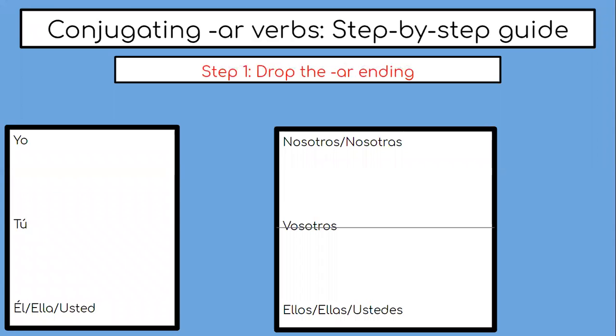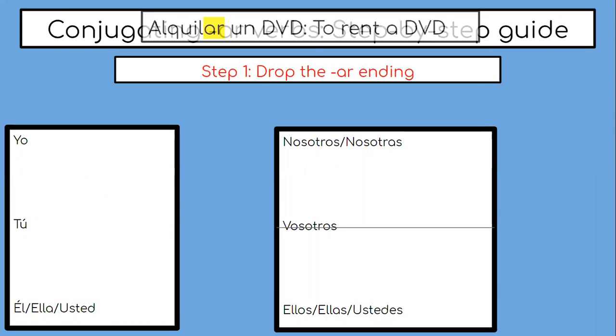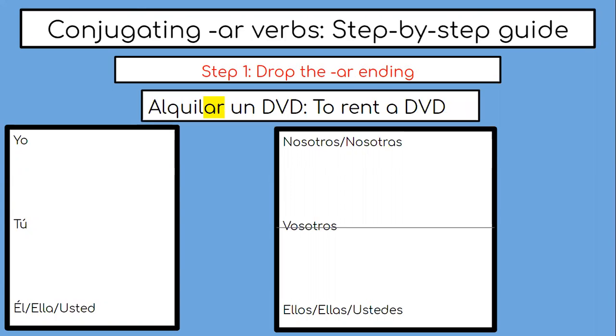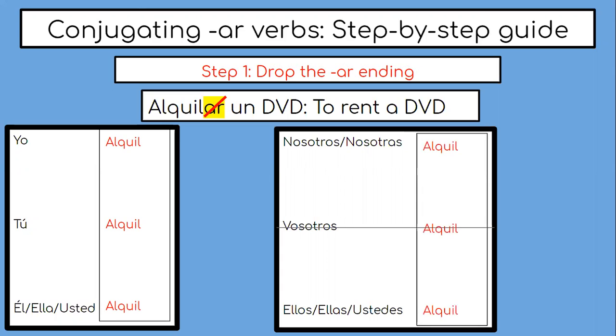For practice purposes, we're going to go ahead and start with alquilar un DVD, which means to rent a DVD. I'm going to drop that AR ending from alquilar. That leaves us with alquil, which is the stem of our verb, with each subject pronoun.